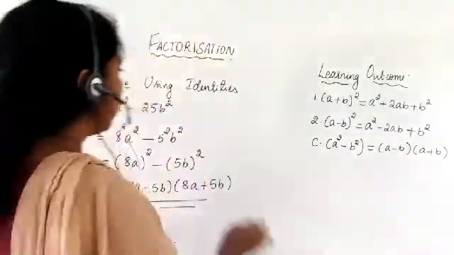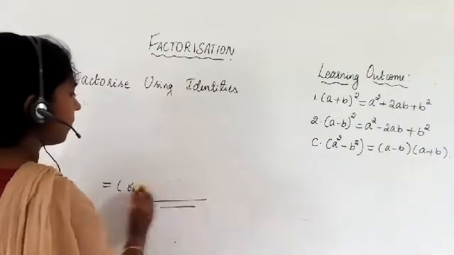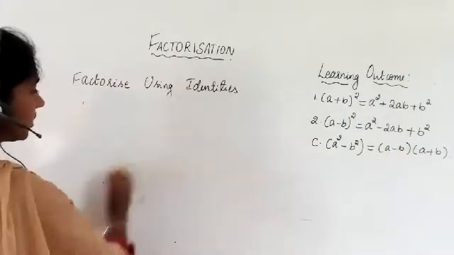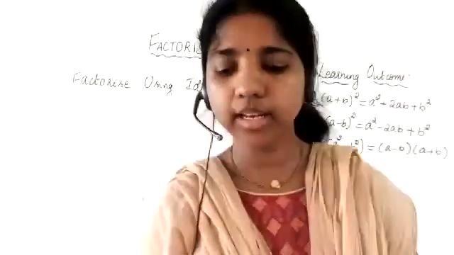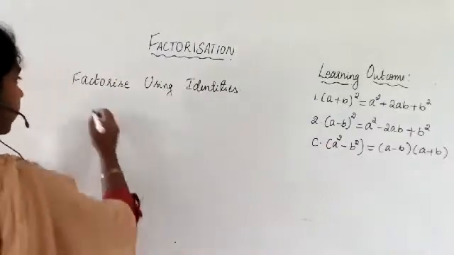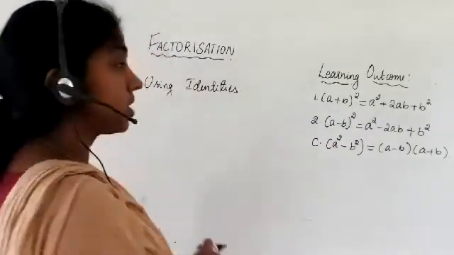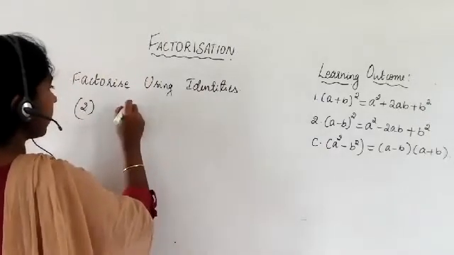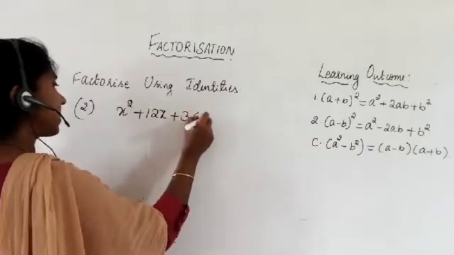So we will go for the next algebraic identity. We'll see how to use another algebraic identity to factorize a given algebraic expression. So we'll write the next question. The second question is x square plus 12x plus 36.